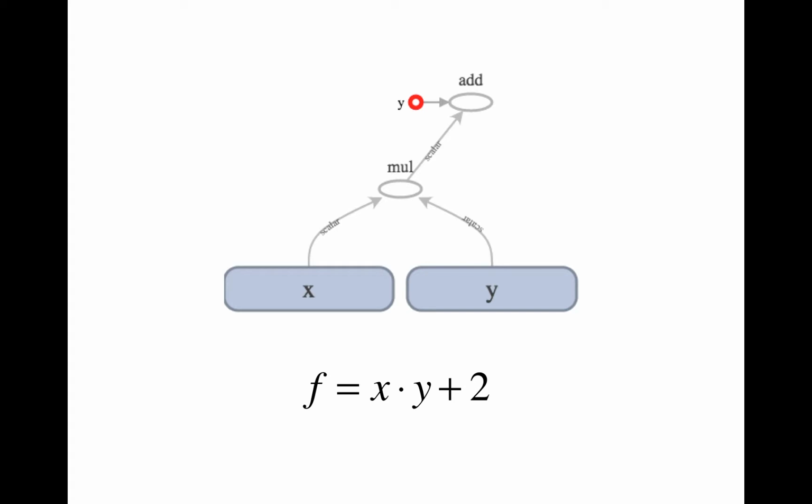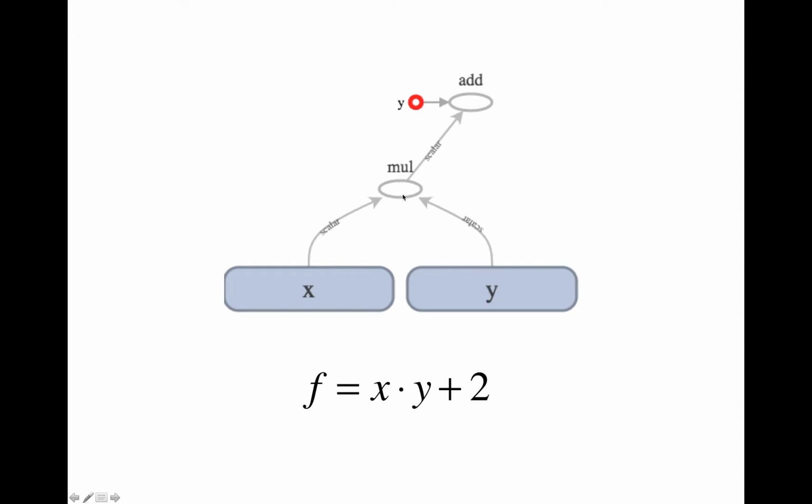So suppose we have a very simple mathematical calculation, which is given by this particular equation: f equals x times y plus 2. To represent this calculation using a computational graph, we need to have two variables, x and y, and then we first apply the multiplication operation between x and y.